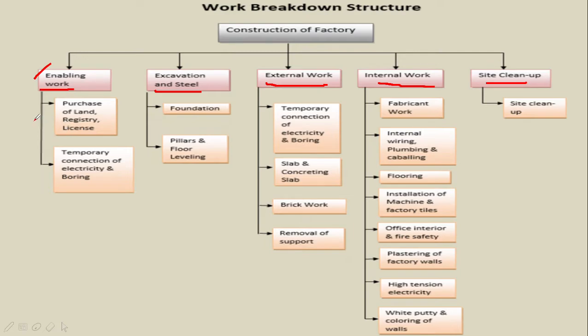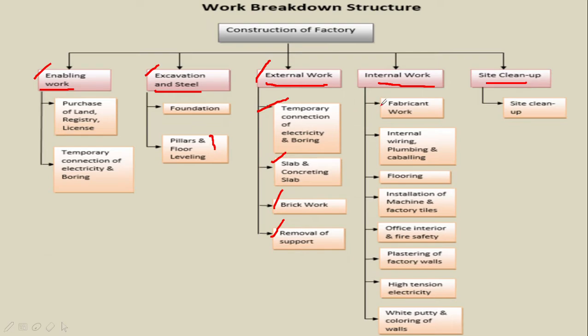Now next one is excavation and steel, which basically involves foundations, floor leveling up to the plinth level and construction of pillars. Floor leveling and pillars go side by side in the project. Now next one is external work. The works which are basically related to the design of the factory are known as external work. External work contains the temporary connection of electricity and boring, slab and concreting slab, brickwork and removal of support.